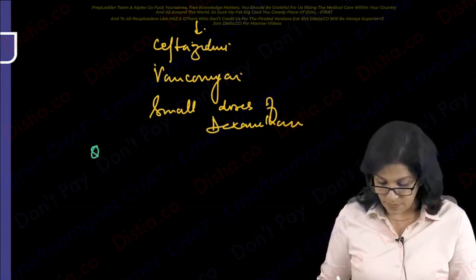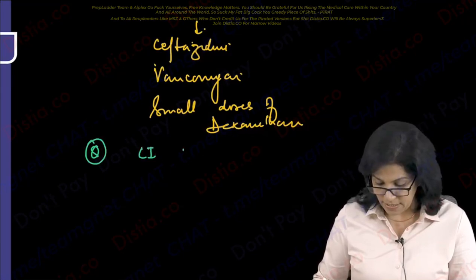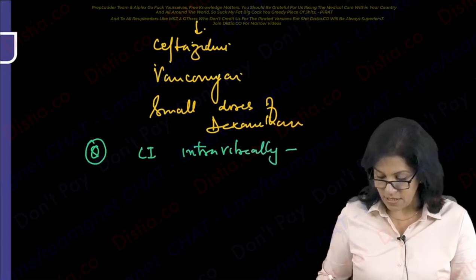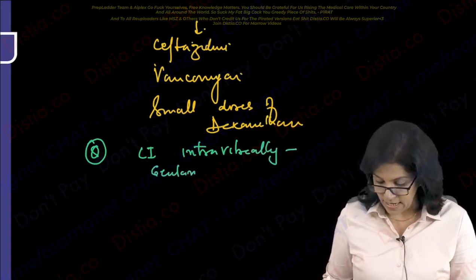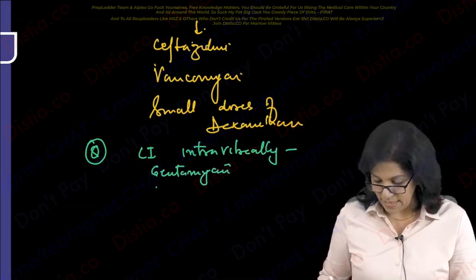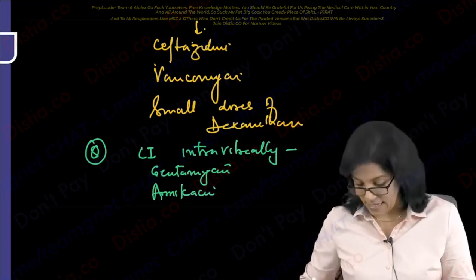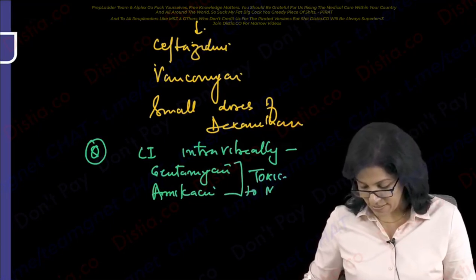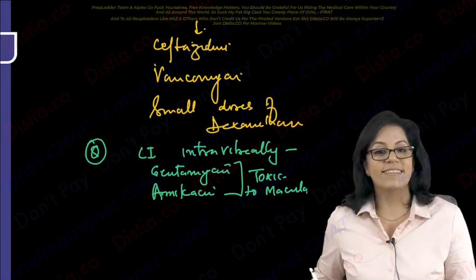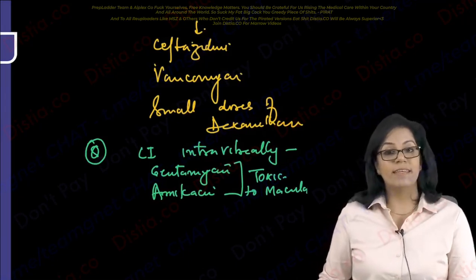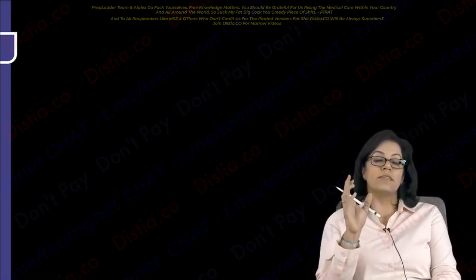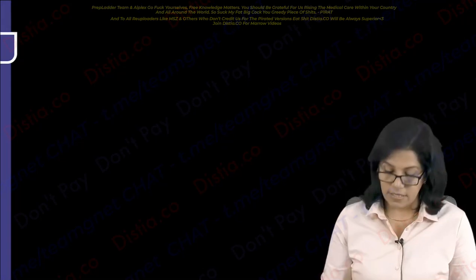Now there's one more question for you all here. Which are the antibiotics which are contraindicated intravitreally? The ones I am not allowed to give intravitreally are gentamicin and amikacin. It is gentamicin and amikacin. Why? They are toxic to the macula. They are maculotoxic. We will avoid these.